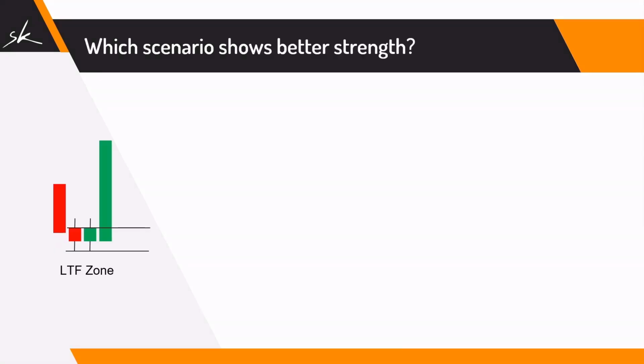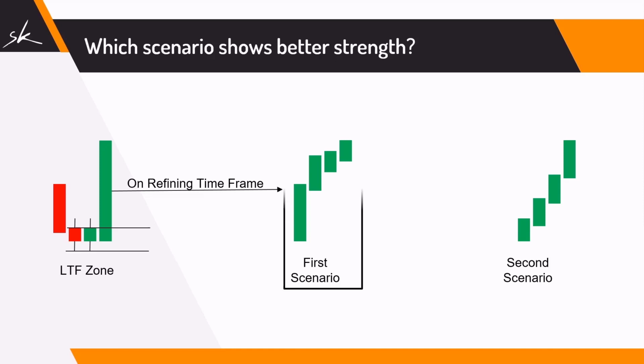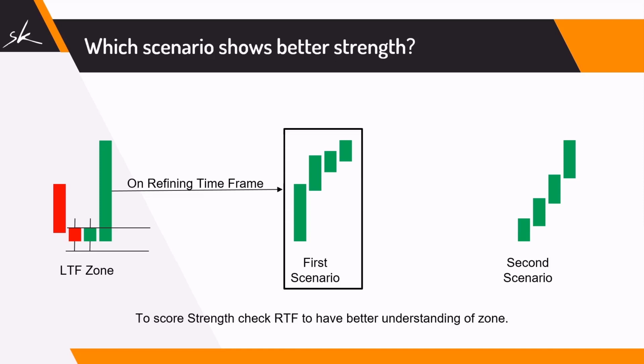Let's assume we have a structure of drop-based rally on the lower time frame. If you look at the leg out on the refining time frame, there can be two scenarios. First scenario, we started with a strong move which later started becoming weaker. Second scenario, we started with a weak move which later started showing strength. If you look at which scenario shows better strength, it will be the first scenario. This is how the refining time frame can help us to better understand the strength of the zone.